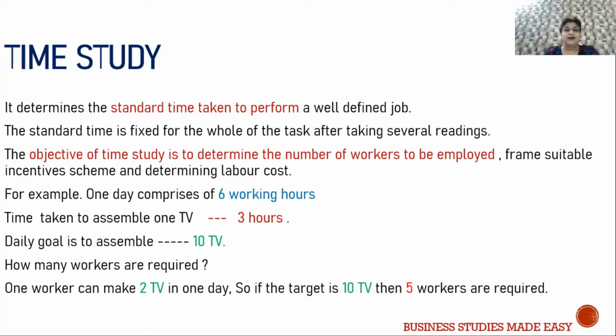So he said, find out the standard time taken to perform. Now, how do you know he takes 3 hours? Because first you did the motion study. First motion study was conducted and all the unproductive motions were removed. Then it was timed. So motion study is conducted first, and then time study is conducted to see how many workers need to be employed.